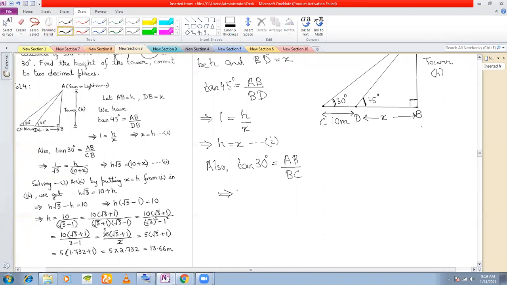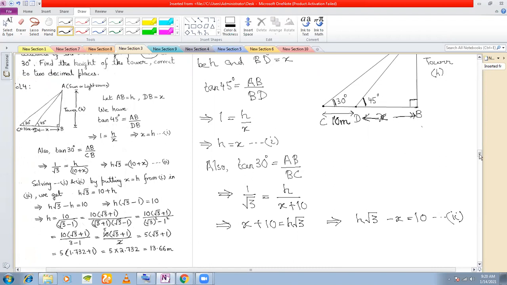That means 1 by root 3, which is tan 30, equals AB, which is h, over BC, which is x plus 10, right? Because this length BD we have taken as x, and we know the shadow elongates by 10 meters. So now cross multiply. That means h root 3 minus x is equal to 10. This is our second equation.